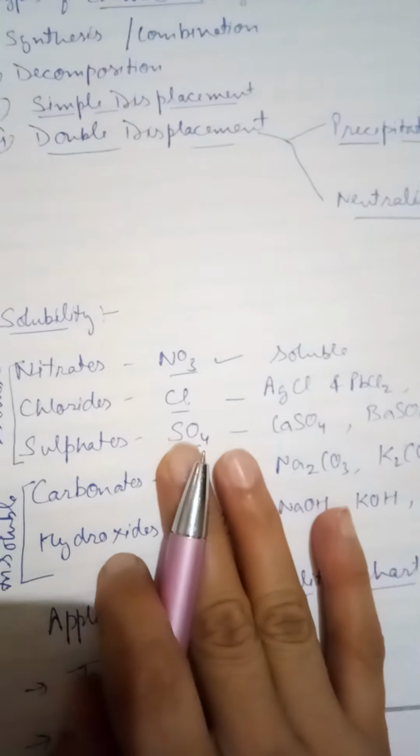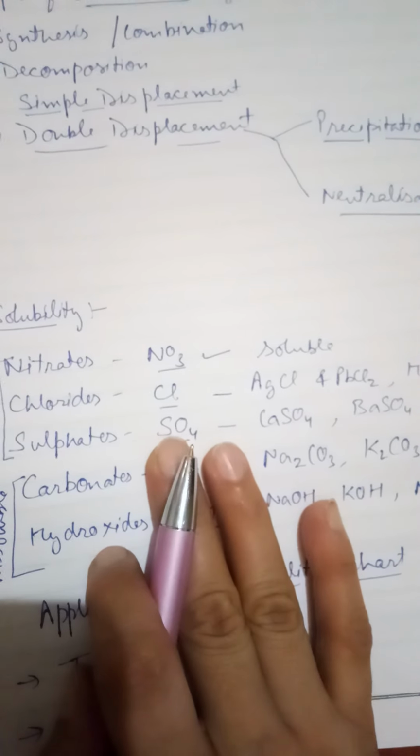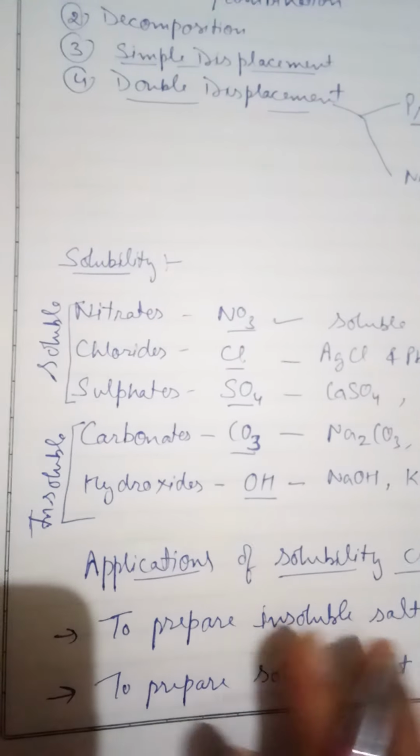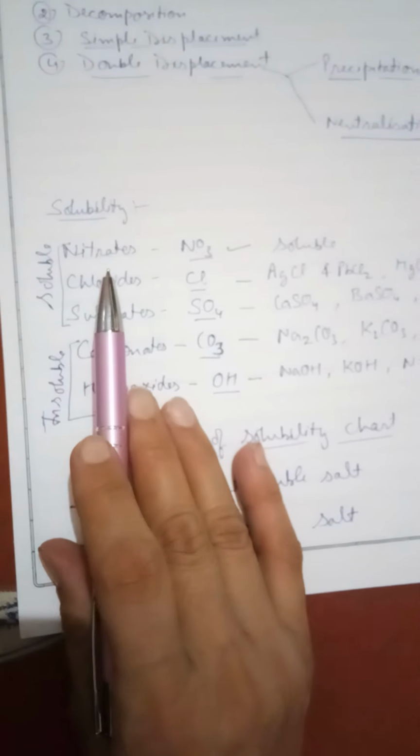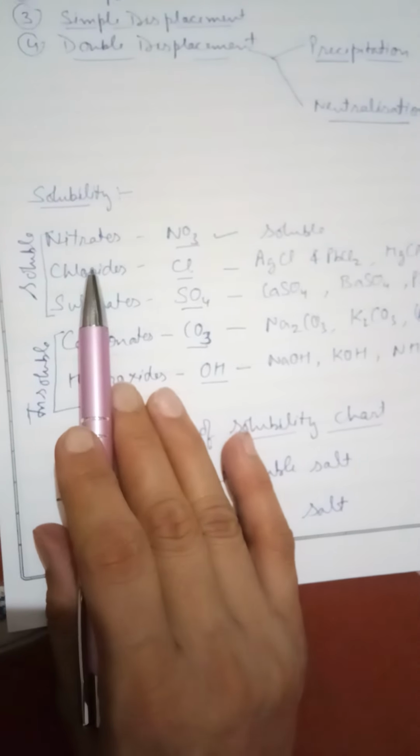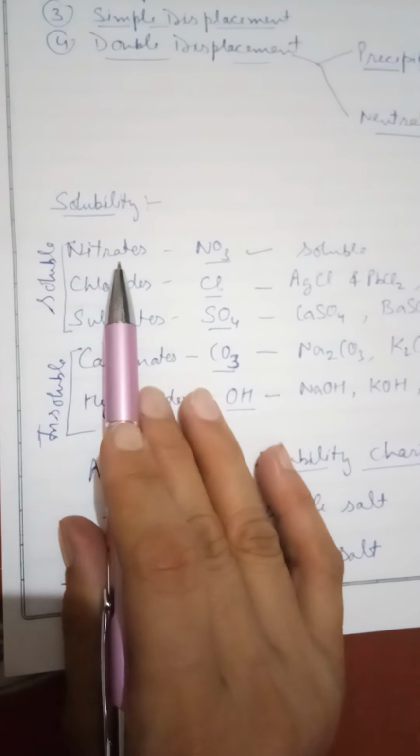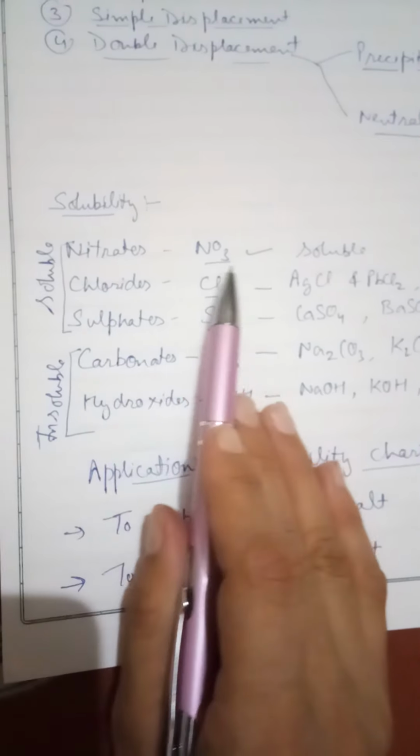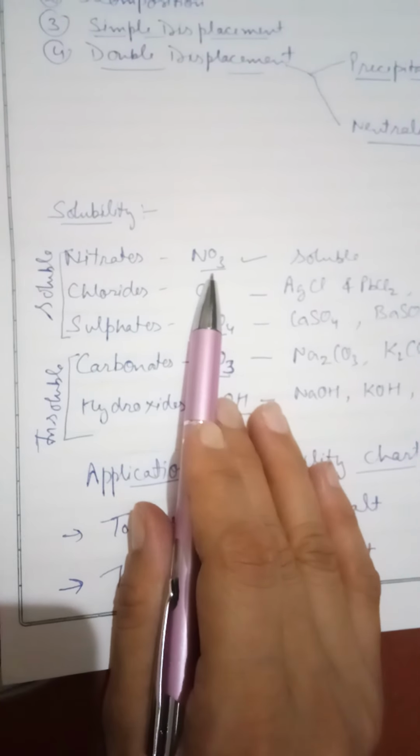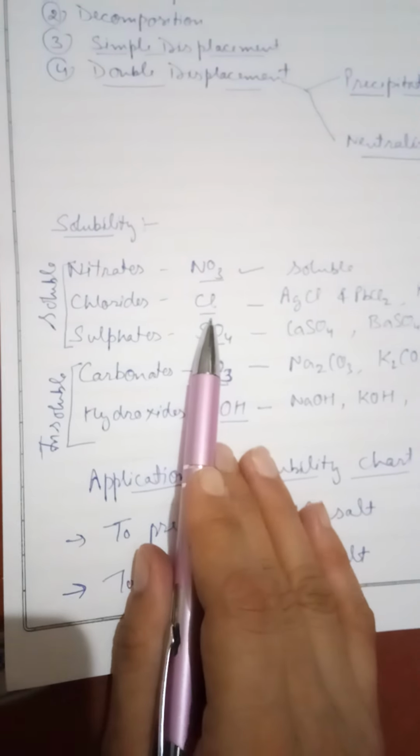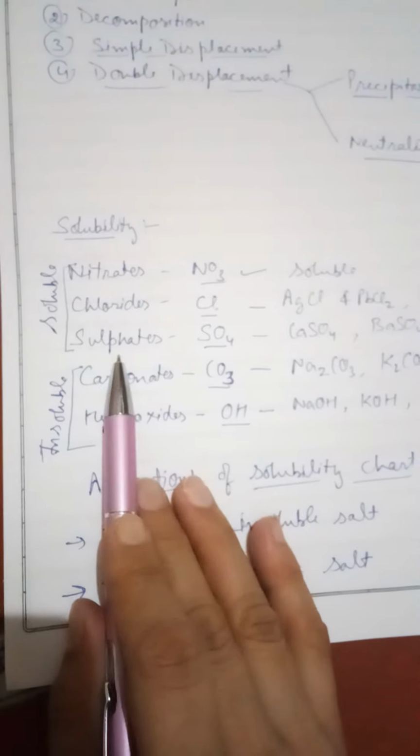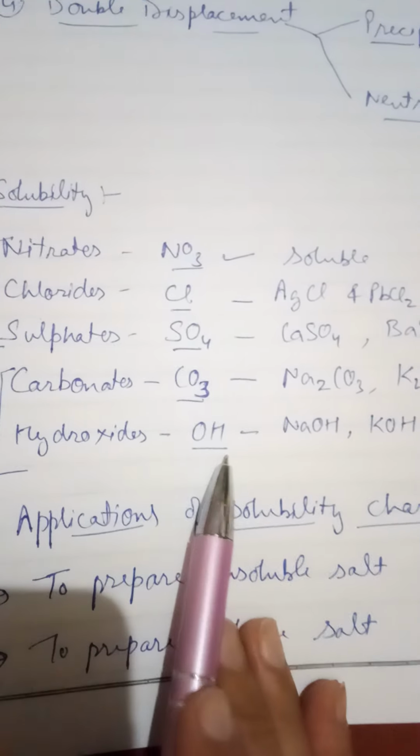Now the next is the solubility chart. It is there in your PDF. You can observe there, you can learn so many things. That chart will tell you which substance is soluble in water and which is not. As you can see here in the video, nitrates are the substances having NO3 ion, chlorides are the substances having chloride ion Cl, sulfates having SO4, carbonates CO3, hydroxide OH ion.